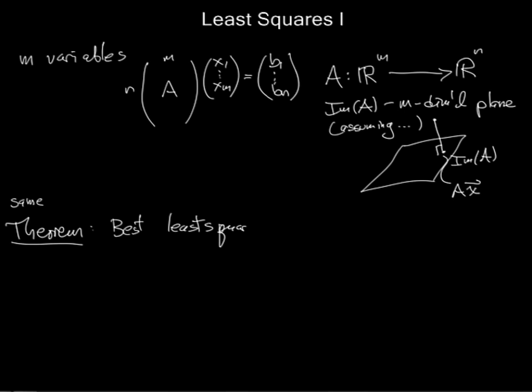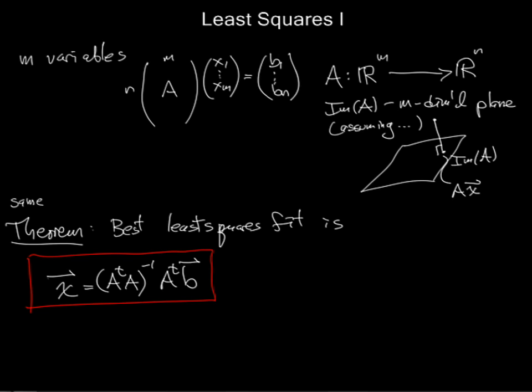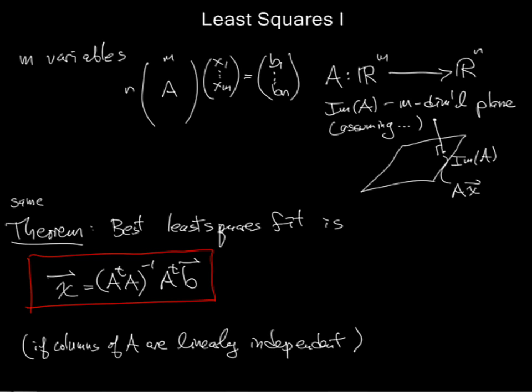The least squares fit is given by taking x is equal to (A transpose A) inverse, which is to say this matrix is invertible, times A transpose b. And I'm reiterating that I'm assuming here that the columns of A are linearly independent to make this true. And the error that you're interested in is this distance, the length of b minus Ax.